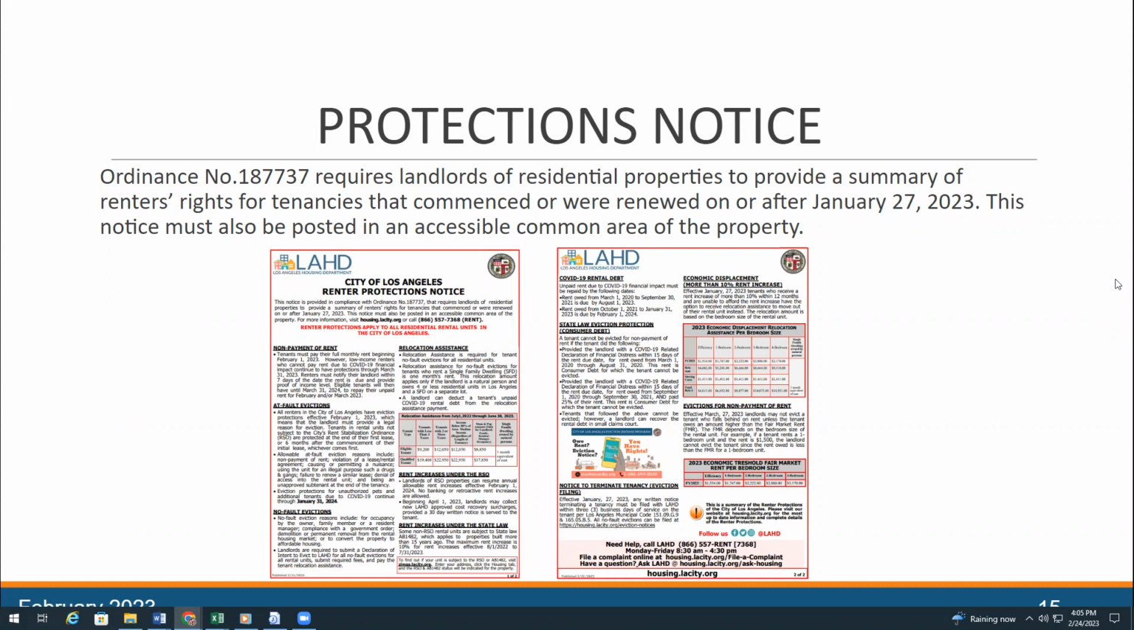Okay, this next slide is pursuant to ordinance number 187737, where landlords are required to provide this renter protections notice to tenancies that began or were renewed after January 27th, 2023. And this notice has to be posted in a common area that's accessible for all to see. This is also available on our website.